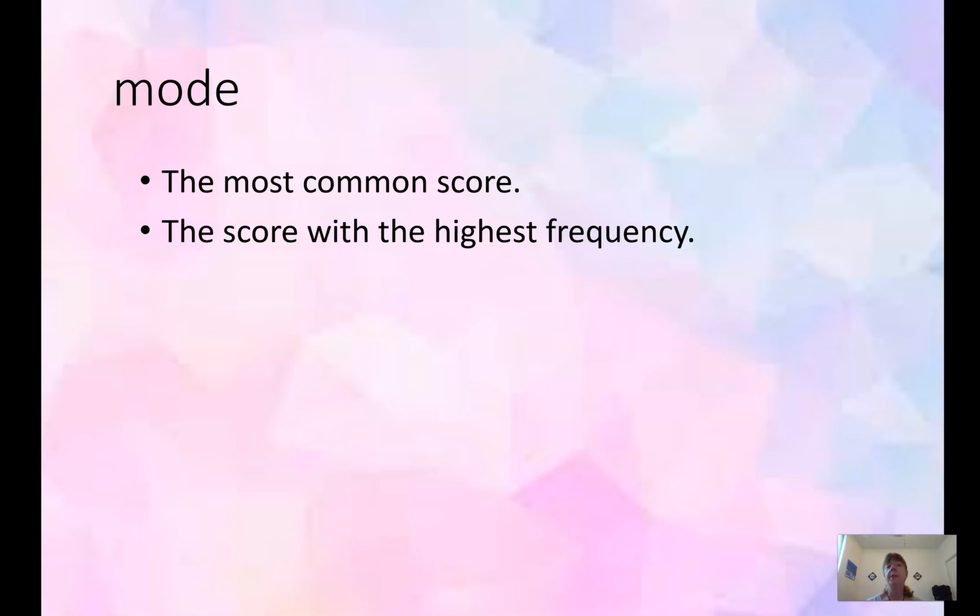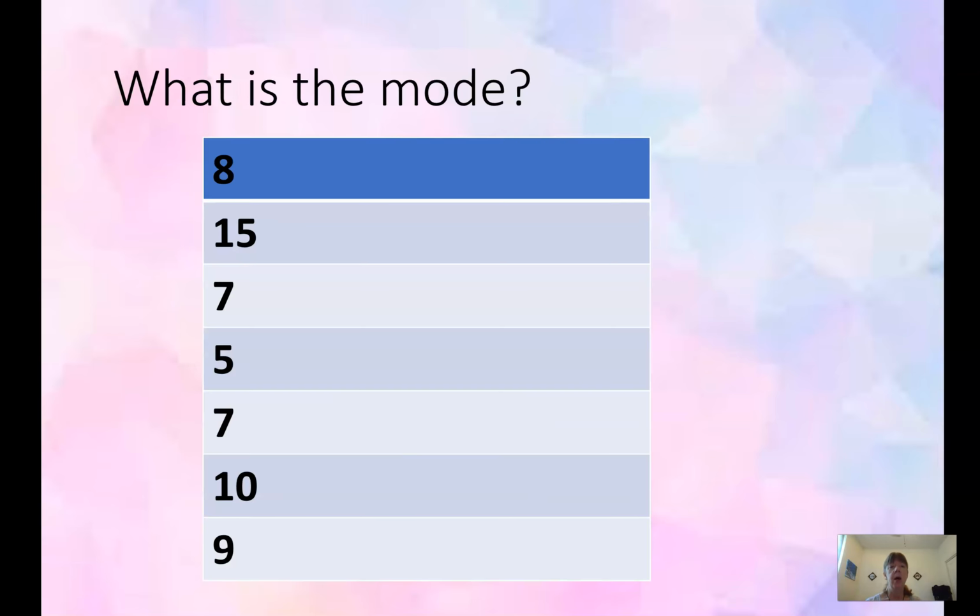The mode is the most common score, the score with the highest frequency. It's the score that most people got. So in this particular case, what is the mode? It's 7 because 2 people scored 7 and all the other scores only have 1. So in this case, the mode would be 7.